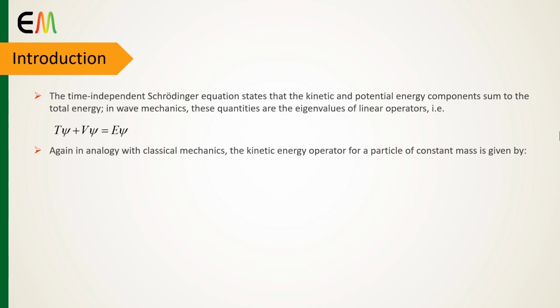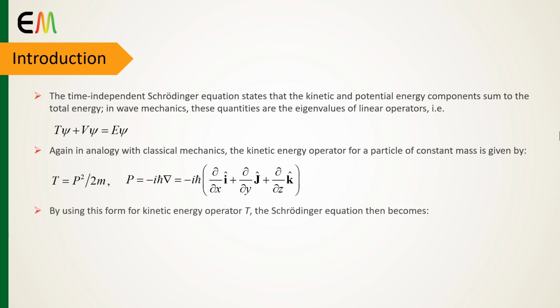Again, in analogy with classical mechanics, the kinetic energy operator for a particle of constant mass is given by this expression, where P is the usual quantum mechanical linear momentum operator. By using this form for the kinetic energy operator T, the Schrödinger equation then becomes this equation, where the function V represents the potential energy of the system as a function of the spatial coordinates.